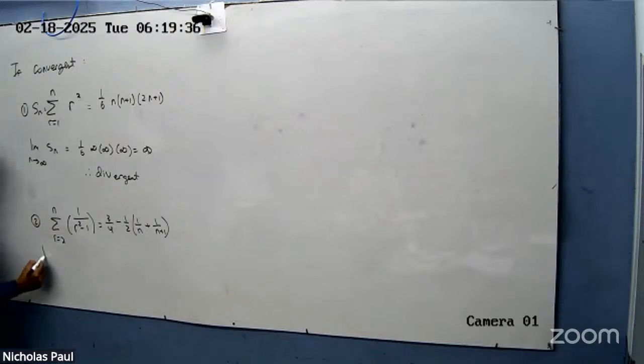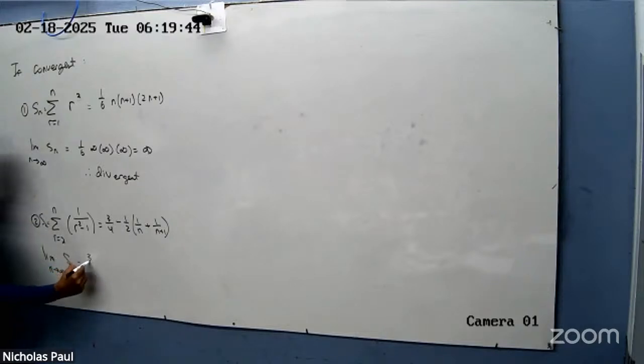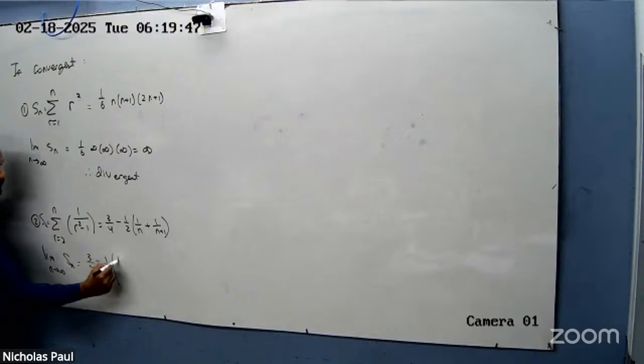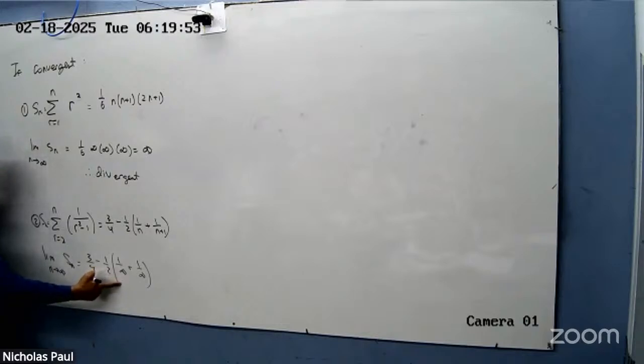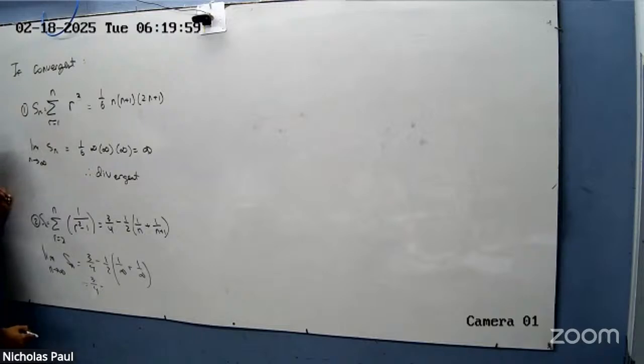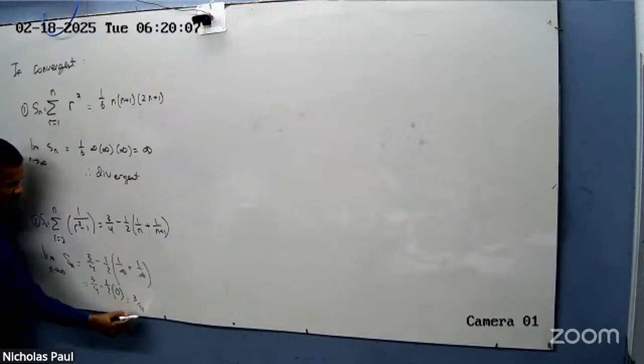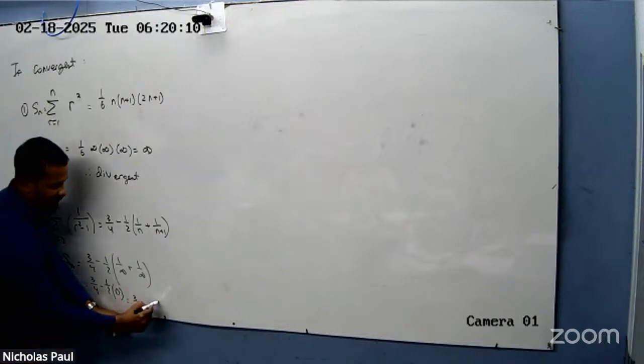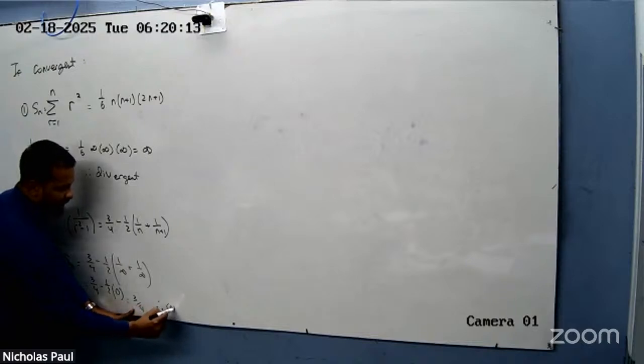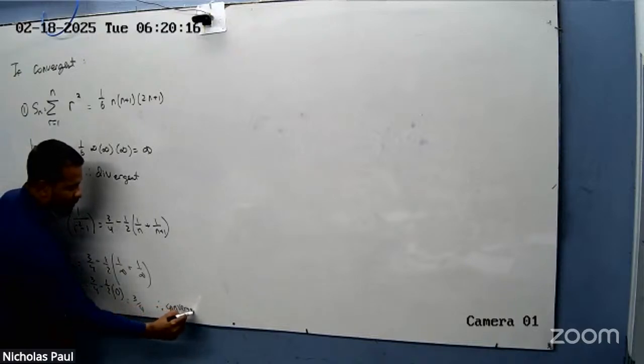The limit as n approaches infinity of s to the n, this is s to the n, would be 3/4 minus a half, 1 over infinity plus 1 over infinity. What's 1 over infinity again? That'll be 0, right? So the final answer will be 3/4. So since the limit exists, therefore it's convergent.